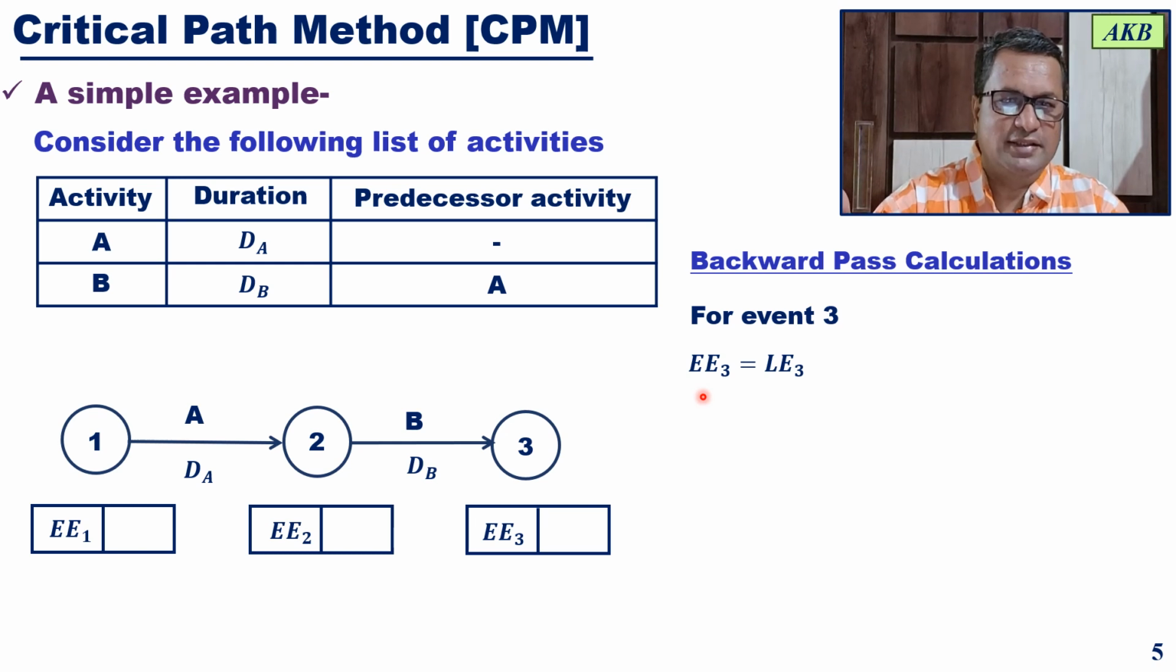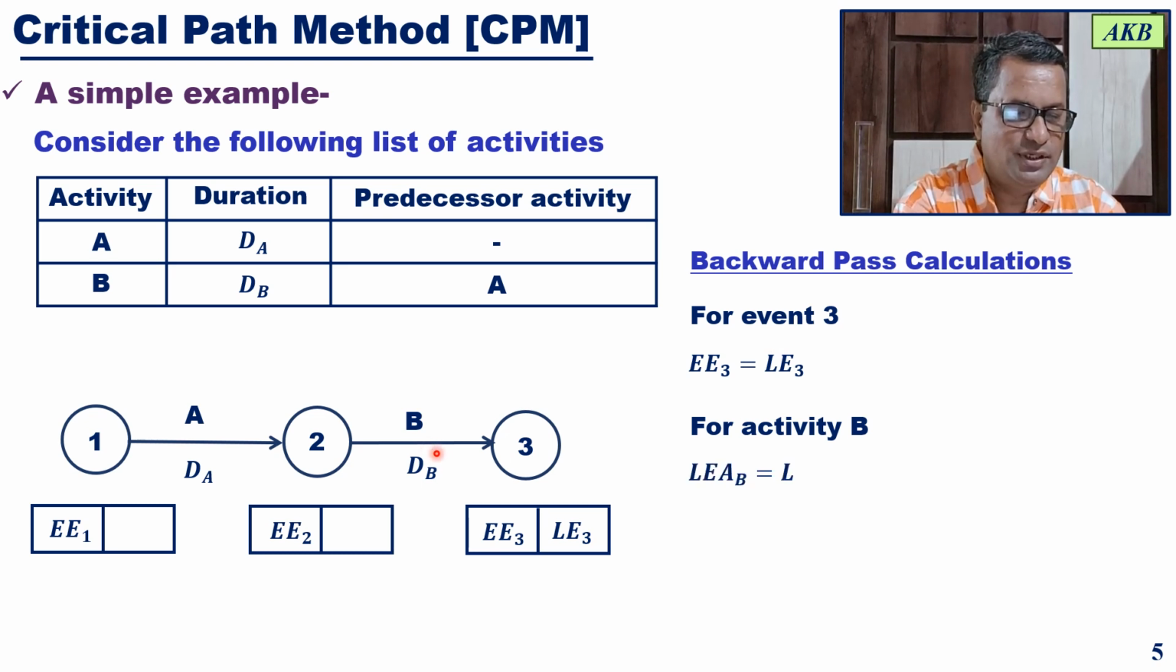For the end event this will be true: the earliest time will be equal to its latest time. So start with this. Once you have this, you'll be noting the latest event time in the next part of the rectangular box. So for event 3, you have both the earliest event time and the latest event time. After event 3, let us move to activity B.